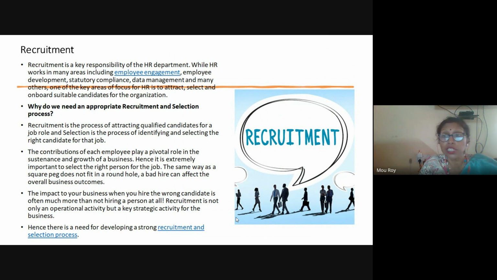Through those, they advertise the job opening through various channels, such as job boards and social media handles like LinkedIn. LinkedIn is a professional network, where they give these various advertisements.